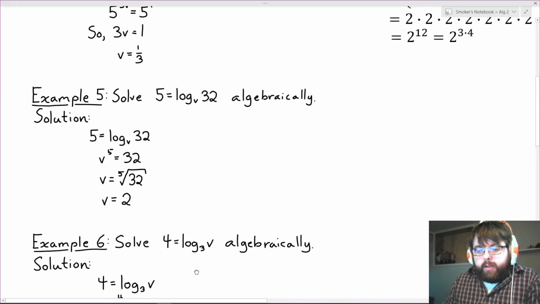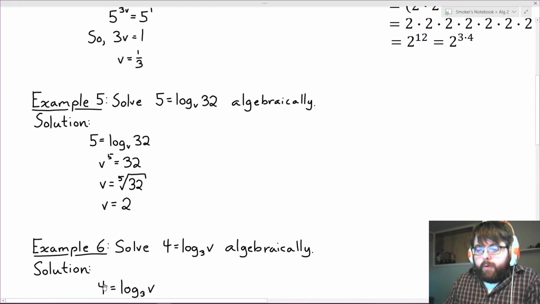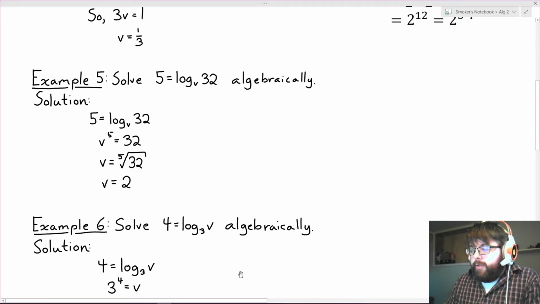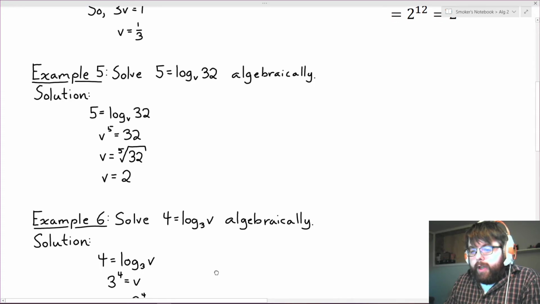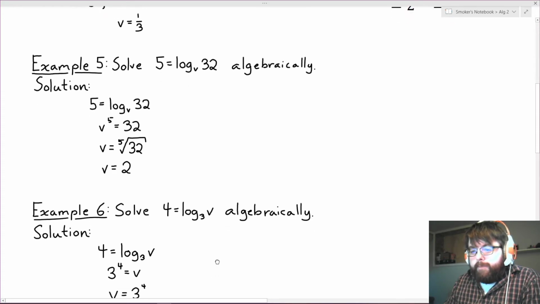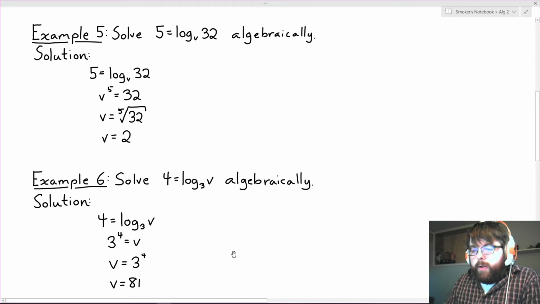So let's convert it. 3 to the power of 4 is equal to b. Wow, how much easier is that to solve? 3 to the power of 4 is the same as 9 times 9. You can take 3 times 3 times 3 times 3, and you will get 81.